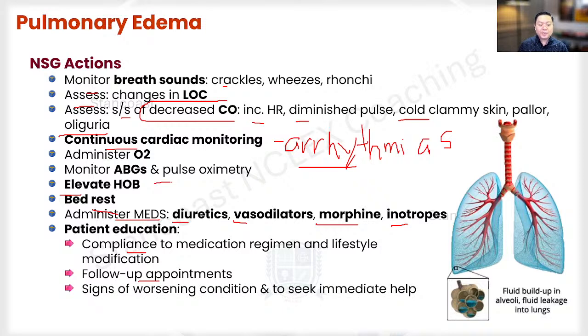Now, we're also going to talk about the different signs of the worsening condition, and this is very important, especially when we are going to discharge them to their home setting, and to let them know what signs they need to recognize in order for them to seek help, that they can call their medical provider in order to address these emergent issues. And also there will be a need to change their diet, especially reducing the amount of sodium intake in order to prevent the excess accumulation of fluid in their lungs.